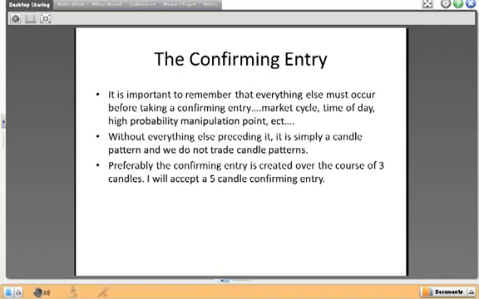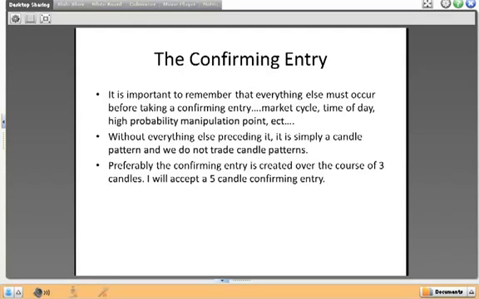You all have probably tried strategies that rely on trading candle patterns, and I'm going to venture to guess that 95% would all show the same thing in their account after trading a candle pattern strategy. Over the course of time, they just don't pay off, and I'm sure there are exceptions to the rule. For the vast majority, they never can make candle patterns work, and that's because a simple candle pattern is not enough to take a trade, in my opinion. Preferably, the confirming entry is created over the course of 3 candles.